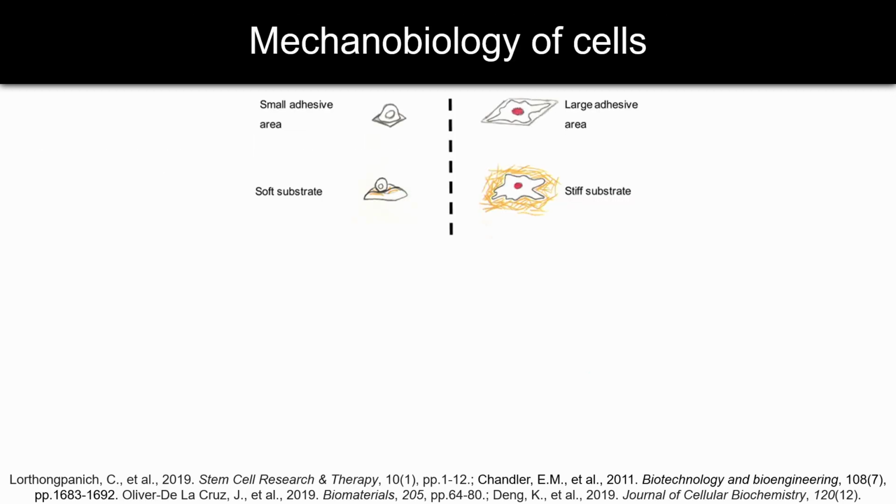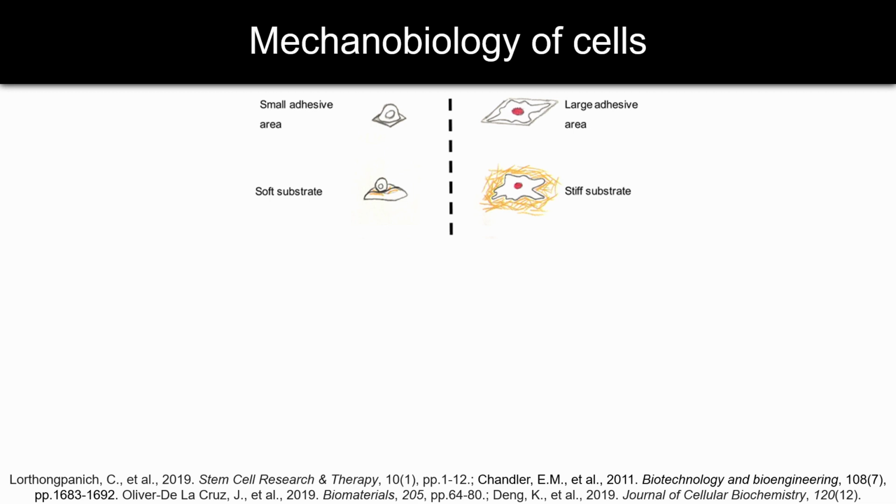So within the field of mechanobiology, there's a whole body of literature that goes into mechanisms and describes how cells respond to their mechanical environment. For example, we can arrange an environment so that the cells have a smaller adhesive area and a softer substrate. In these examples, it causes the cells to have a more rounded morphology and less cell spreading, versus providing a larger adhesive area or a stiffer substrate, where you can actually increase the spreading in cells, resulting in higher cytoskeletal tension.